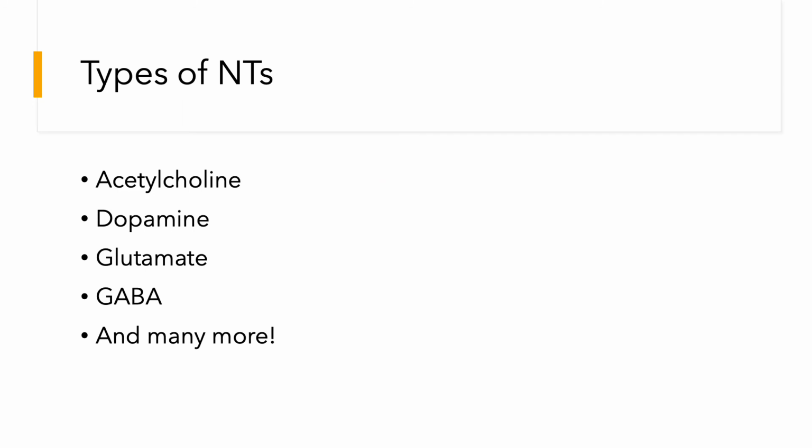Now that we know how neurotransmitters work, let's dive into some of the body's most important neurotransmitters. The ones we will be talking about today are acetylcholine, dopamine, glutamate, and GABA. But know that these are only a few neurotransmitters.